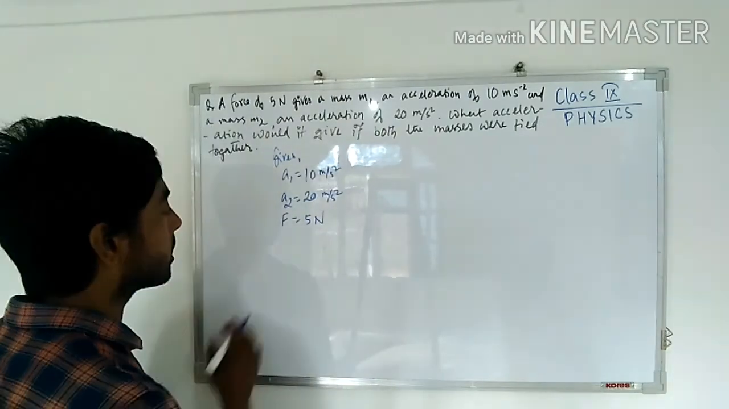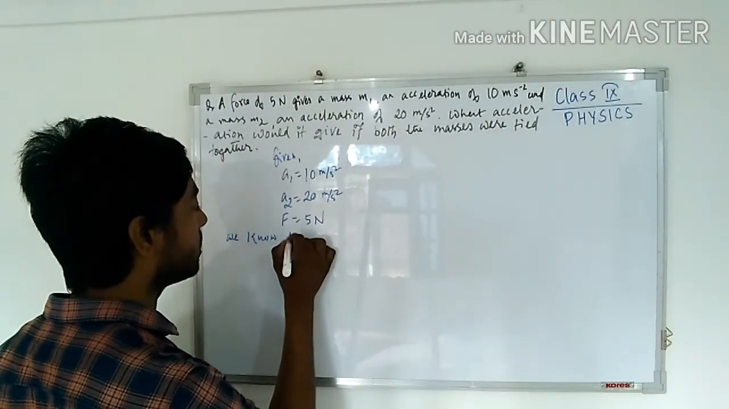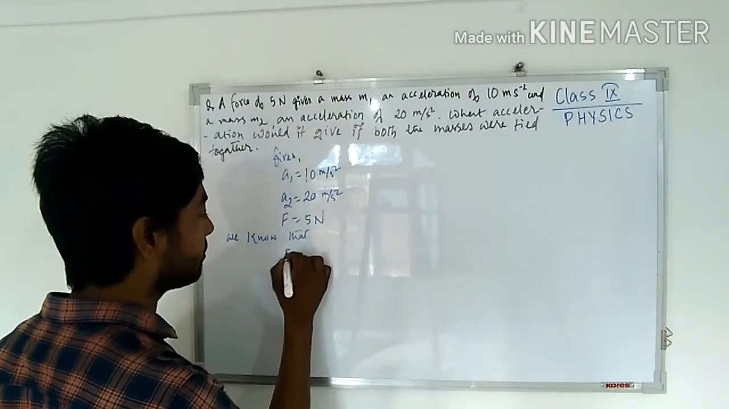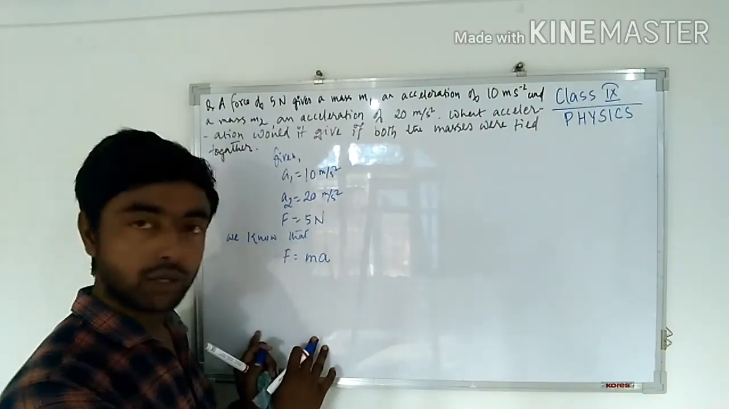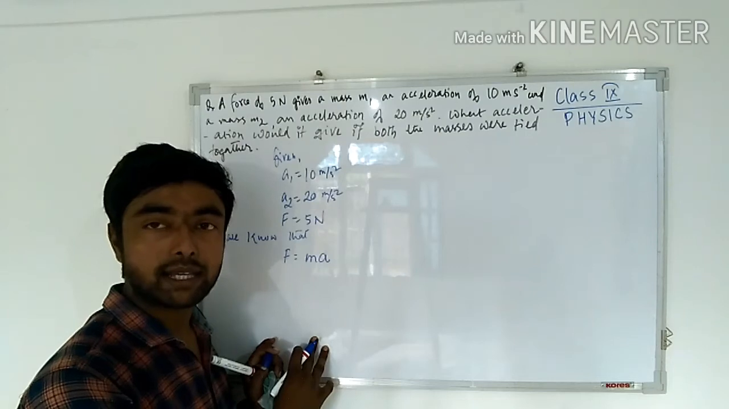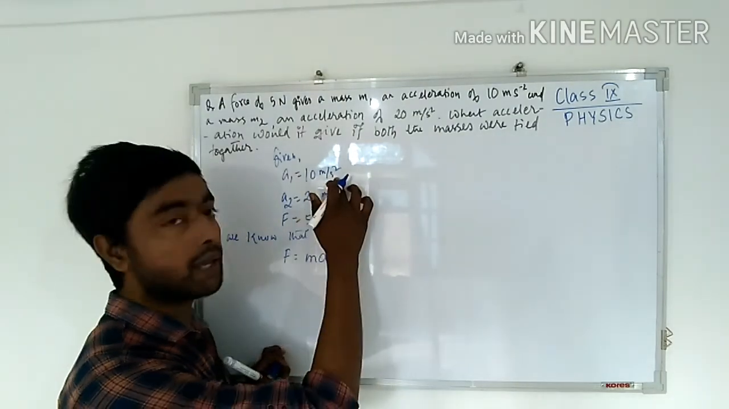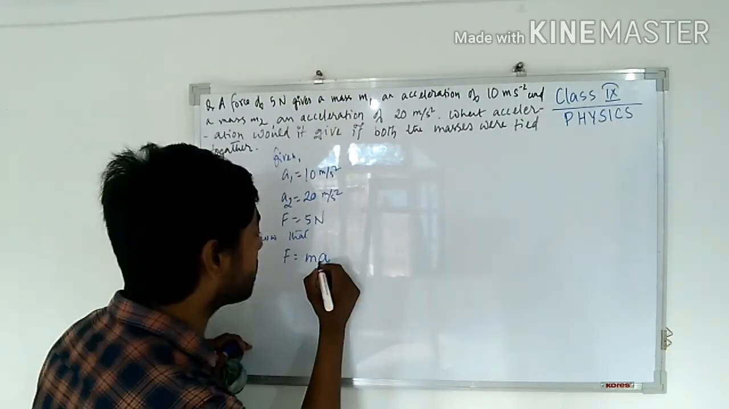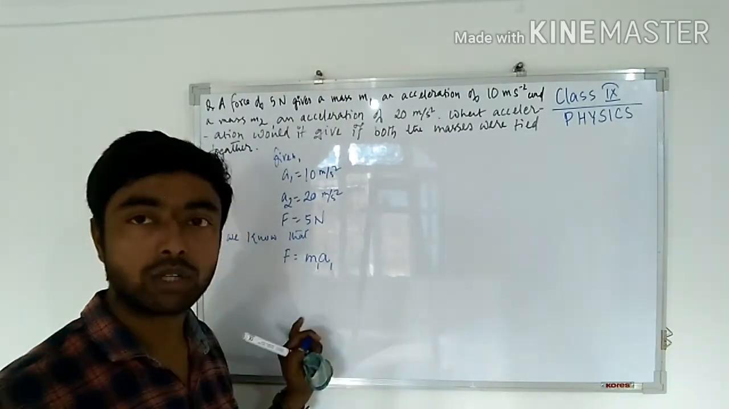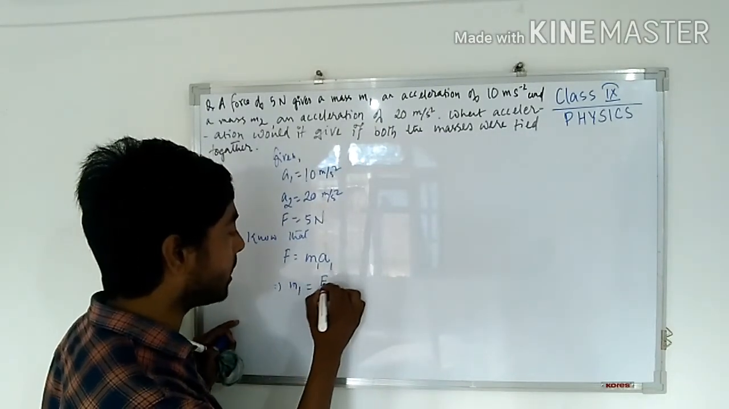तो हमें क्या करना है? We know that F is equal to MA. We got the final second law equation. F is equal to MA. अगर हम पहला जो मास है उसके लिए लिखे तो F कितना होगा? M1 A1 होगा. अंडरस्टूड? उससे हम क्या निकाले? M1 निकाले F by A1.